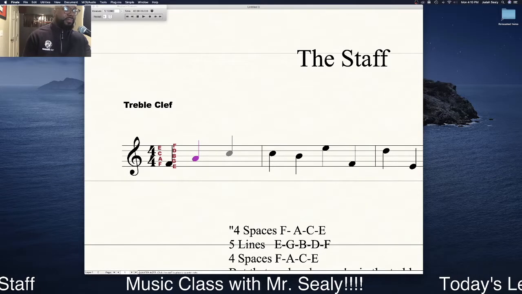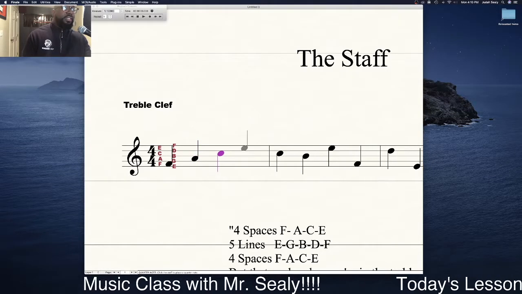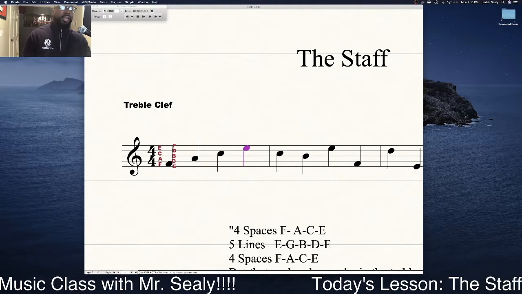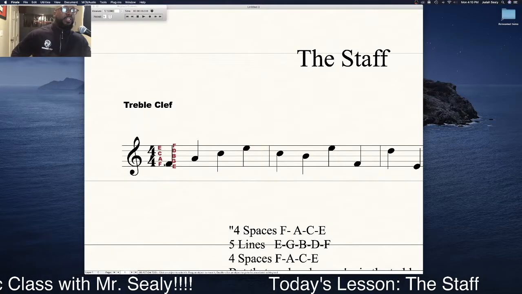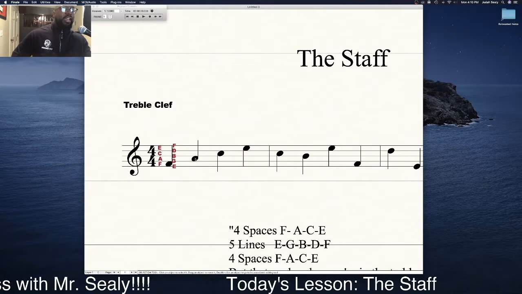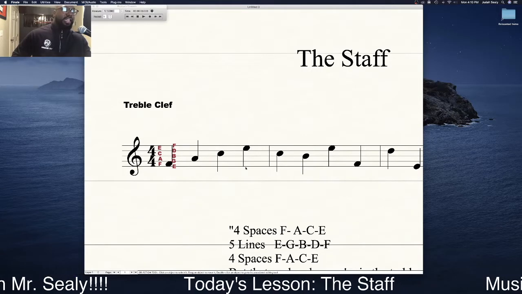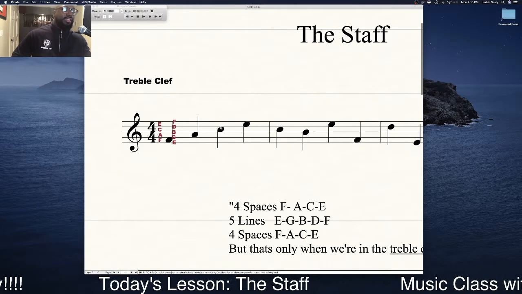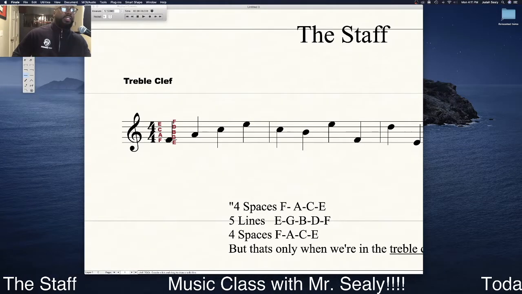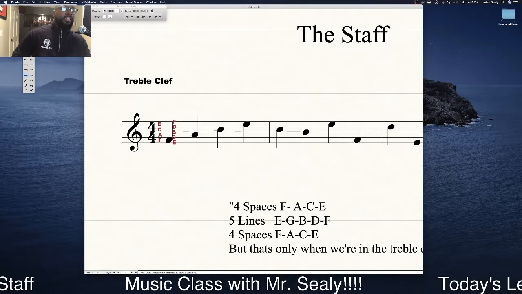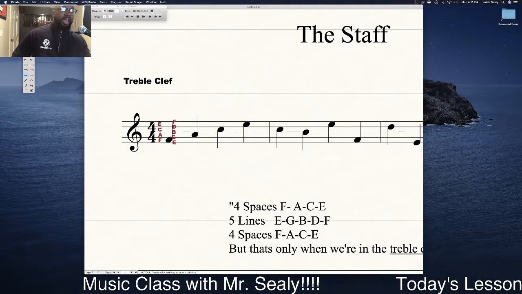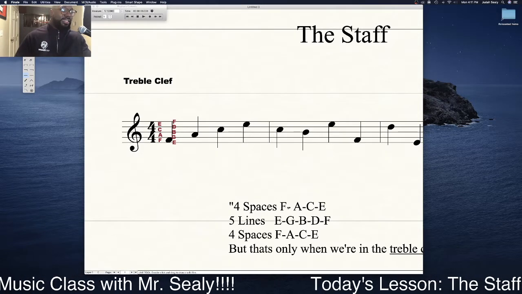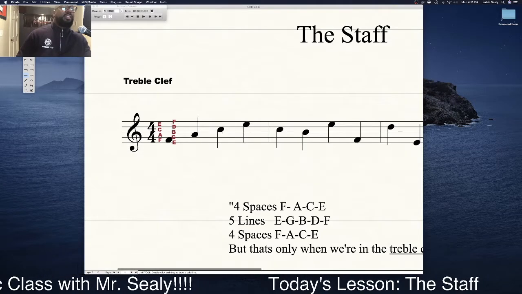Third space is C. Fourth space is E. Okay, now that's just the rule. If we're in the treble clef, then the first space is an F, the second space is an A, the third space is a C, the fourth space is an E. And I have that written down here. 4 spaces, F, A, C, E. So we know that this is an F, this is an A, this is a C, and this is an E. F-A-C-E spells face. So that's how we remember. 4 spaces, F-A-C-E.